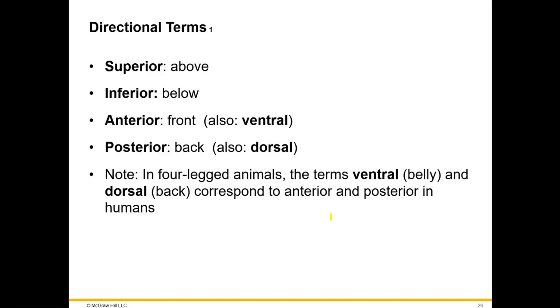Then we need to learn directional terms. When we use the term superior, we mean that it's above another structure. Inferior means it's below. Anterior means it's in the front, and sometimes you use the term ventral, but mostly it's anterior in anatomy. And then posterior refers to the back. You can also use the word dorsal. Ventral and dorsal can be used, but we tend to use anterior and posterior.